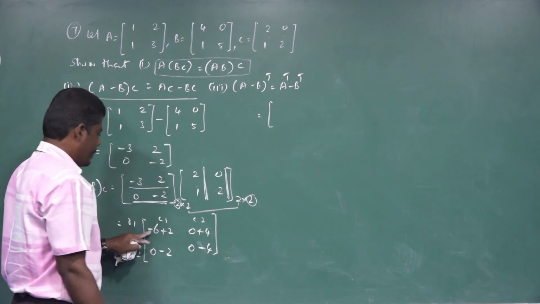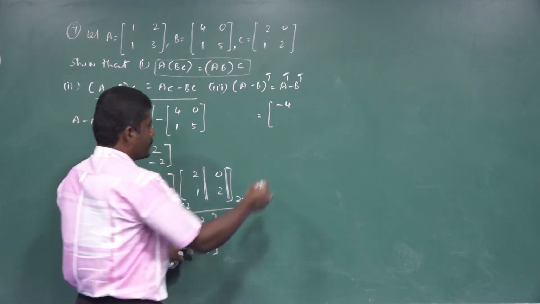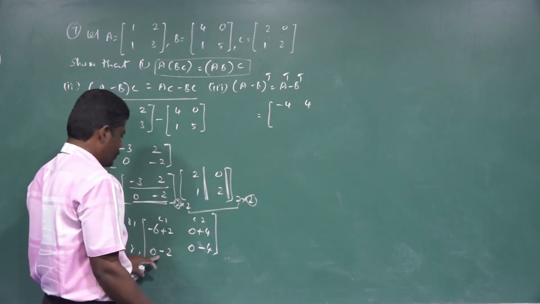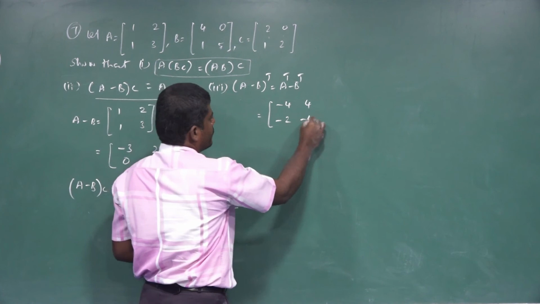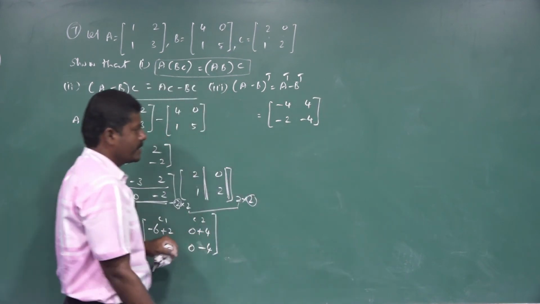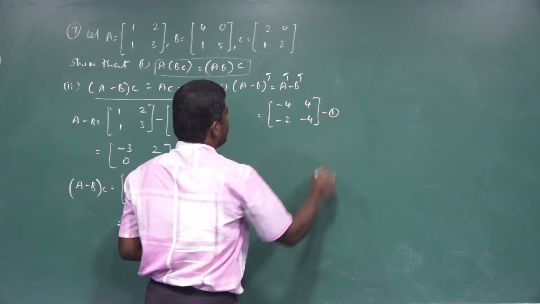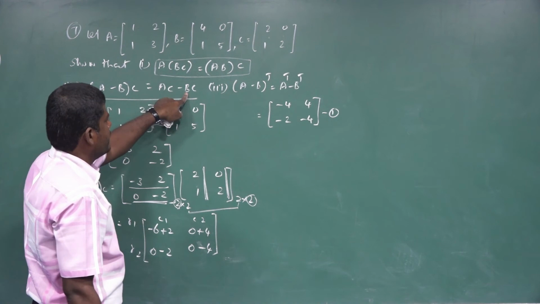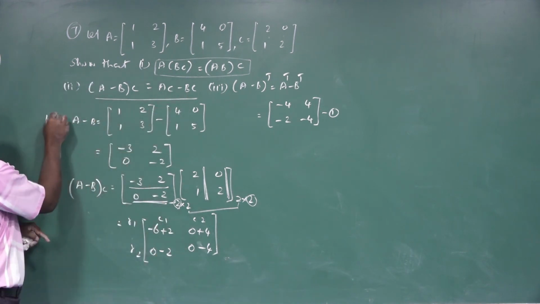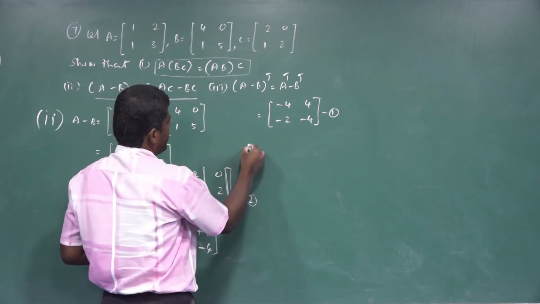Now, minus 6 plus 2, minus 4. 0 plus 4, 4. 0 minus 2, minus 2. 0 minus 4, minus 4. This is our left side, you take 1. Next, our right side is AC minus BC. This is the second question answer. AC minus BC. Now you find AC.